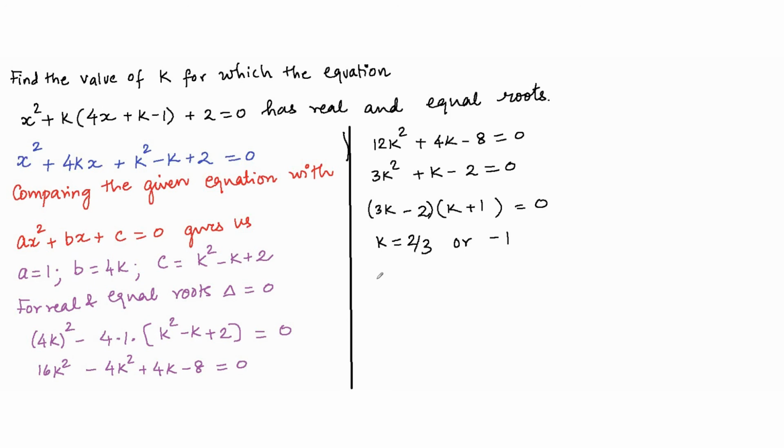And hence the values of k for which the given equation will have real and equal roots is 2 by 3 or minus 1. Again, we just need to check whether these values of k retain this equation as a quadratic equation. Again, the coefficient of x square is positive 1. So this is going to remain a quadratic equation no matter what the value of k is, and hence we accept both these values of k. This is how we solve this particular equation.